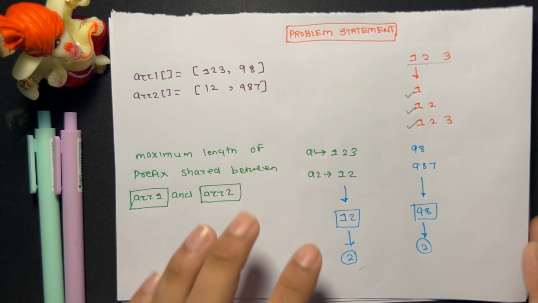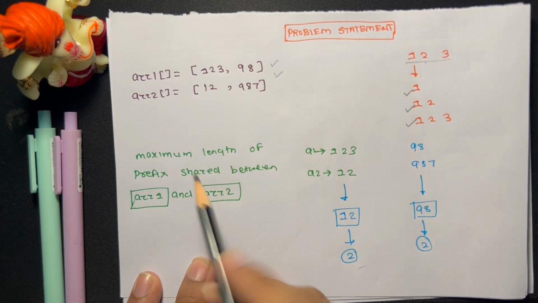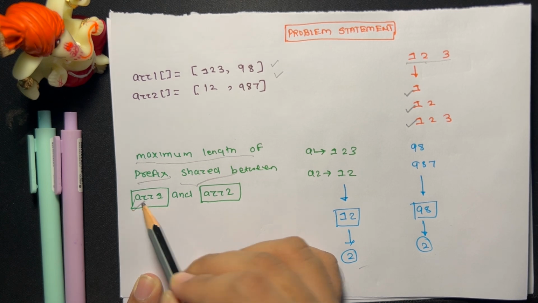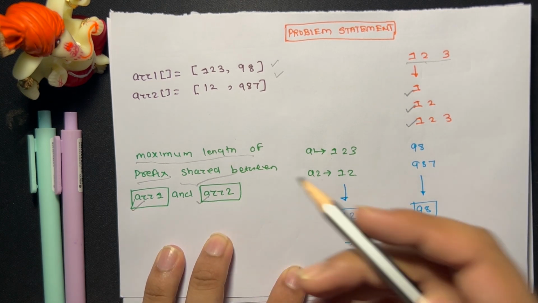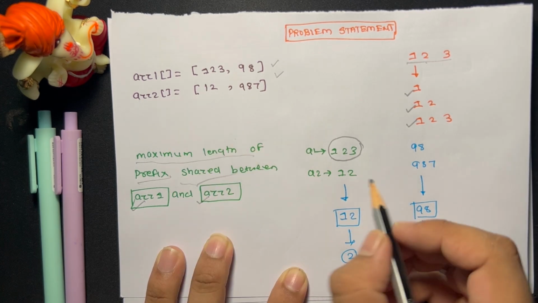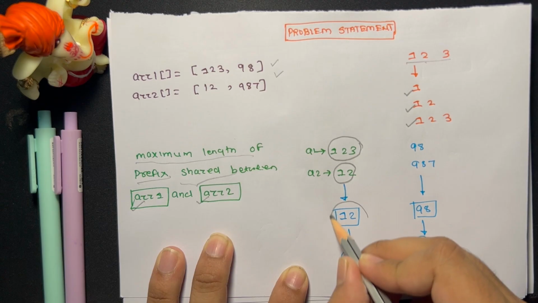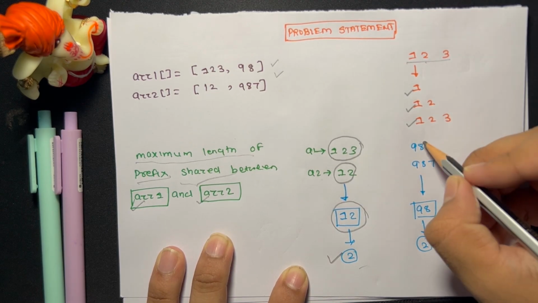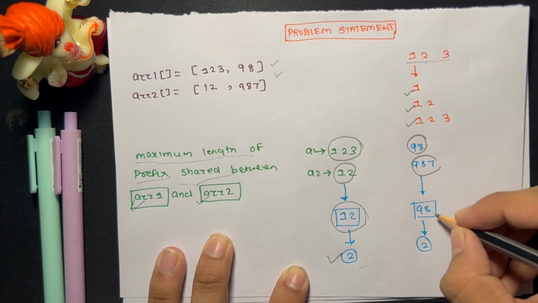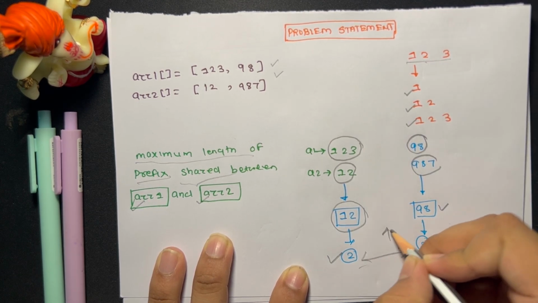Okay, now let's go through the problem statement. So we have been given two arrays and what we need to do is find the maximum length of prefix shared between arr1 and arr2. So what does this mean? Suppose from arr1 you take 1 2 3 and from arr2 you take 1 2. So the longest common prefix between these two is 1 2 and the length of that is 2. If you consider 98 and 987, the longest common prefix between these two is 98 and the length is 2. So we will return the maximum of both and the answer will be 2.